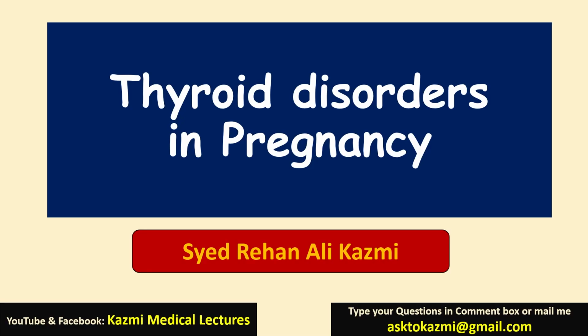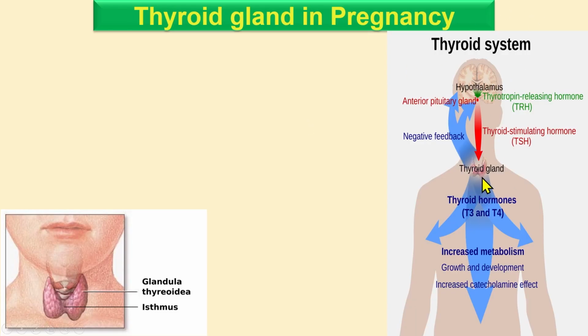First of all, you should recall what is happening with the thyroid gland in pregnancy. So here is the thyroid gland. You know better, it's stimulated by the anterior pituitary, and then T3 and T4 are released in response to TSH. They send feedback, and T3 and T4 increase metabolism, growth, and development.